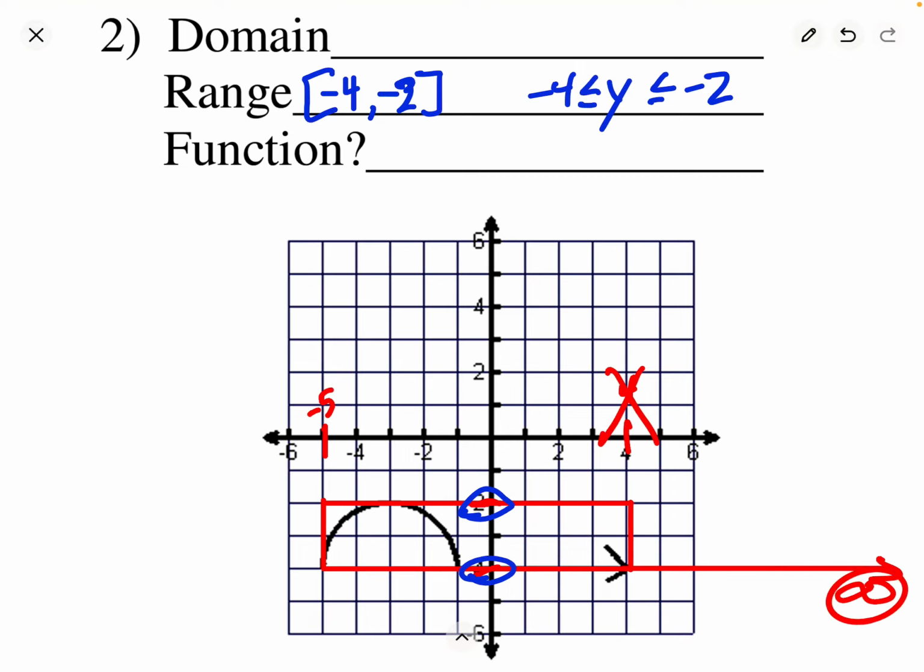So our domain would be from -5 with a bracket, and we go out to positive infinity with a parenthesis. Or we could say x is greater than or equal to -5 if we're doing it in inequality notation. And by the way, this is a function because it passes the vertical line test. All right, now let's look at another example.